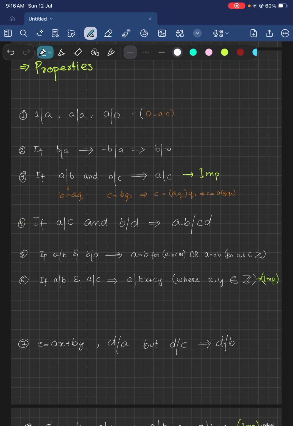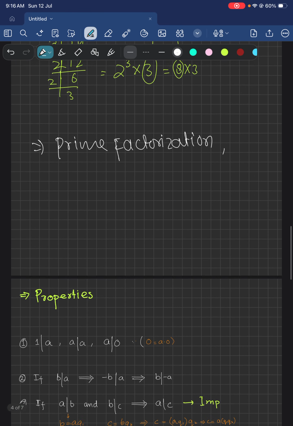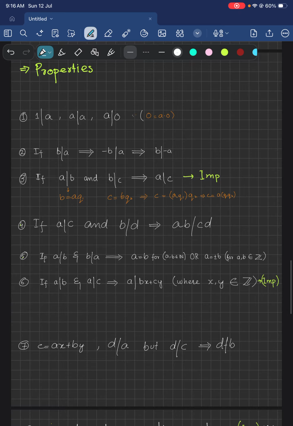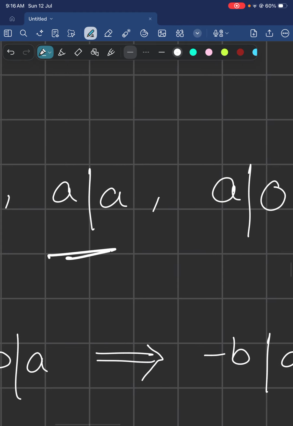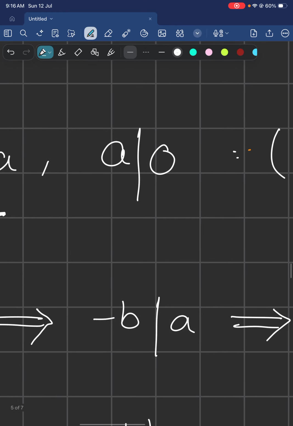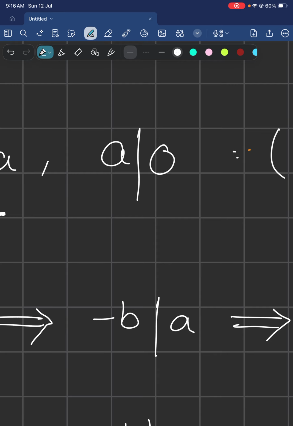Now, properties. This is a very important topic, and this is the main topic. Those were just the overviews and not very important, but this is really important. So the very first property is more of a fact than a property. 1 always divides any number. The number itself divides itself. Obviously 2 will divide 2, and any number a could be anything, any integer would divide 0.